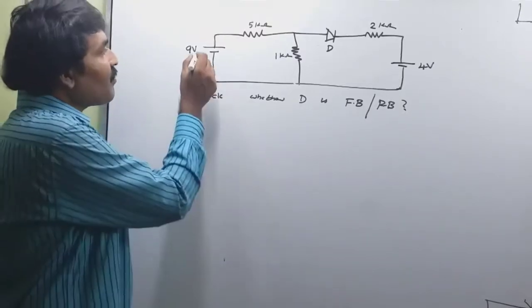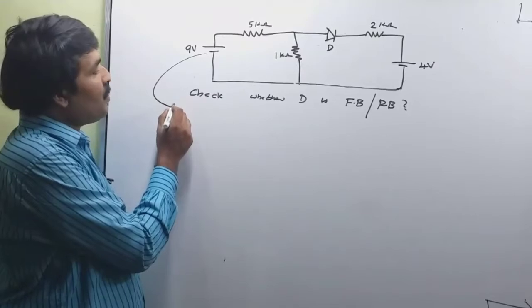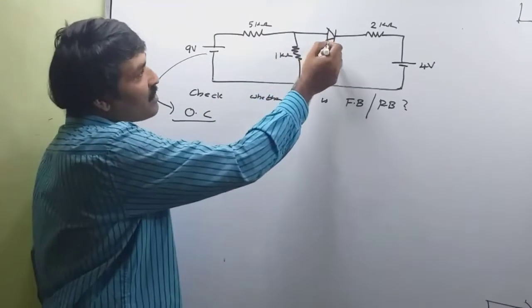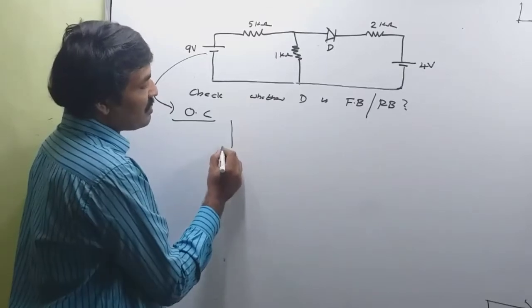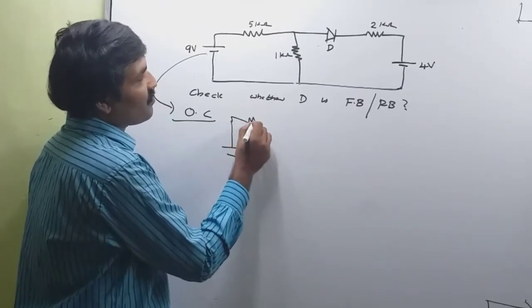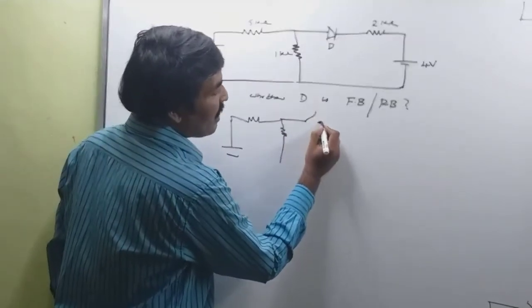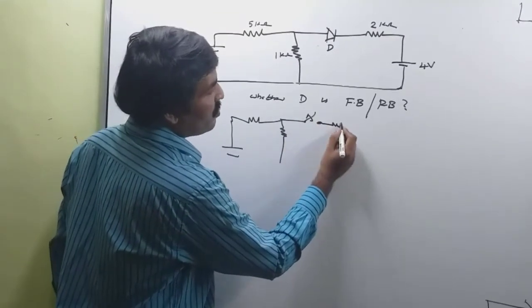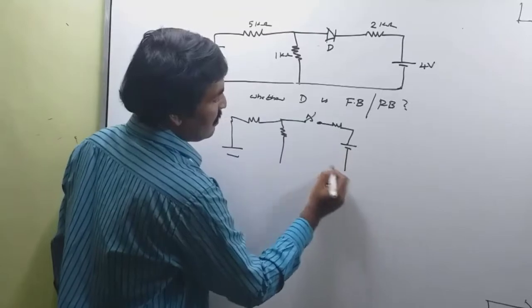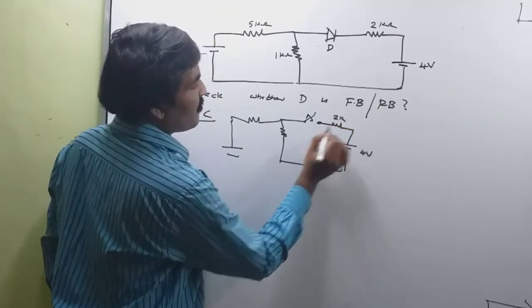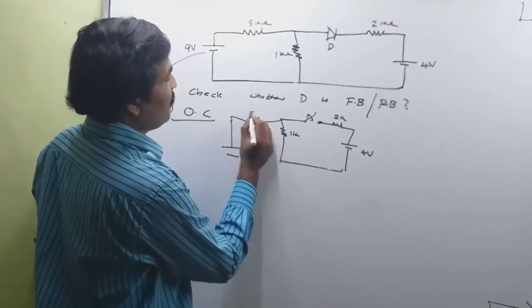Now here I am going to use the open circuit test first. Open circuit. So what you have to do? I open circuit the diode, so no current will flow. So my circuit looks like this: 4 volt, 2K, 1K, 5K.